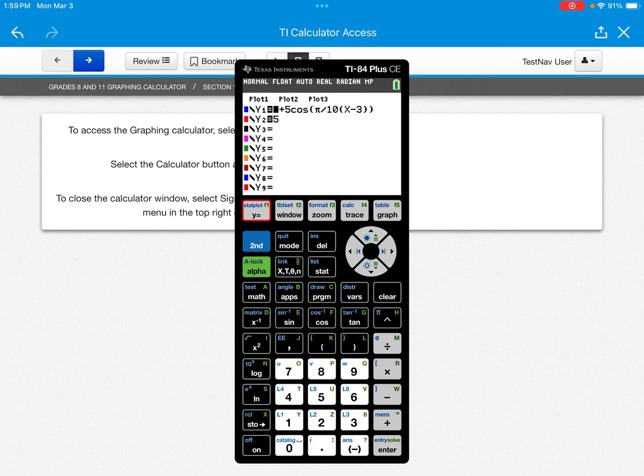So, y equals, clear what we have. 4 plus 3 sine pi over 6, open a new parentheses, x minus 2. We are finding the x values, so we have to have the x in the equation, not a number. Y2 is 6 because that's the y that we are given.